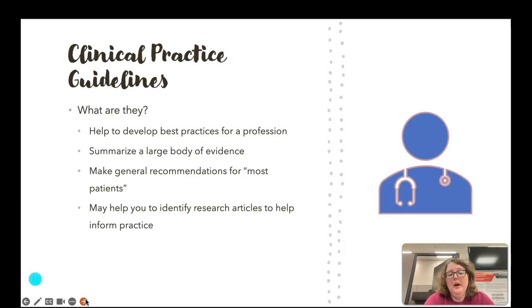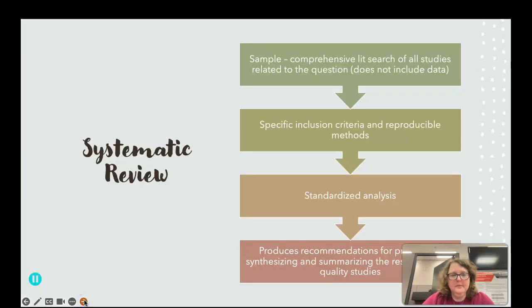They may help us identify research articles to help inform practice. These are considered secondary research studies because they're studies of research studies and are authored by experts in the field. These include direct recommendations for practice that combine the best available clinical research, clinical expertise, and ideally patient perspectives.